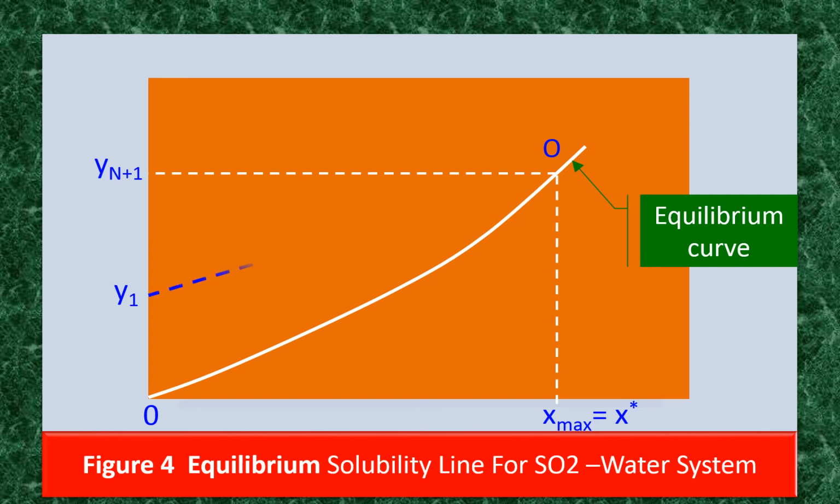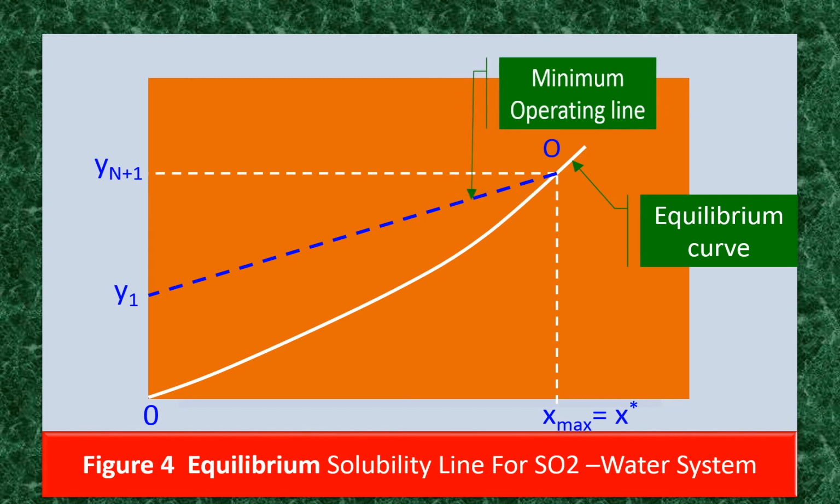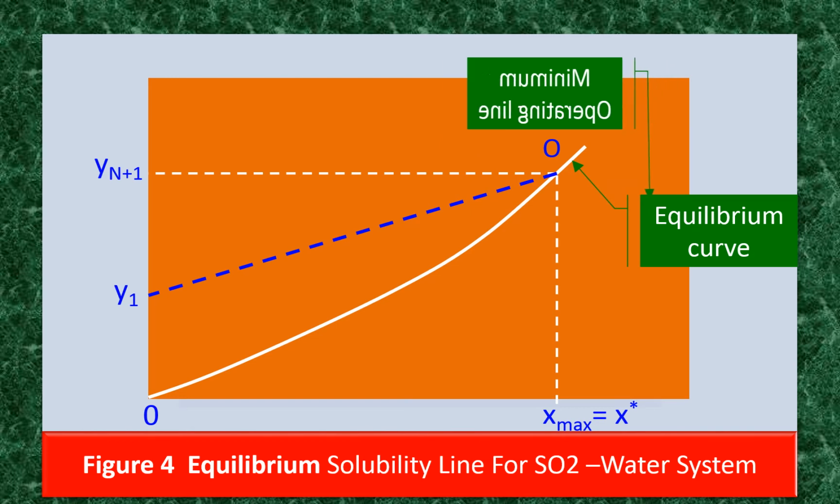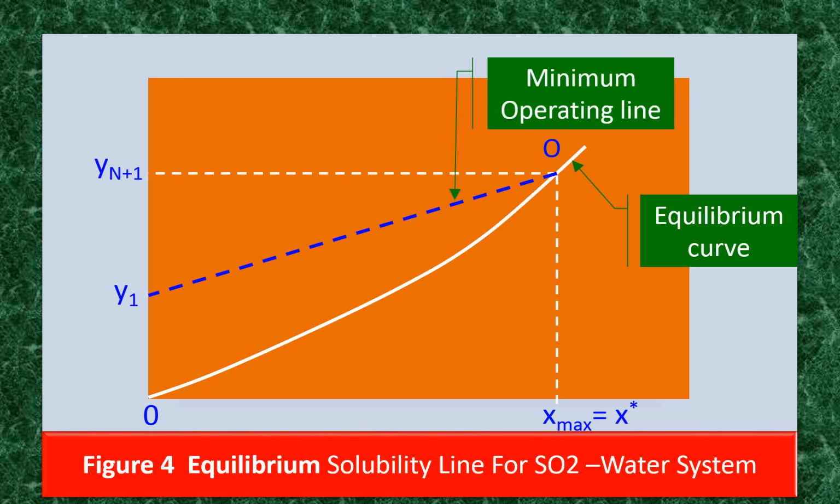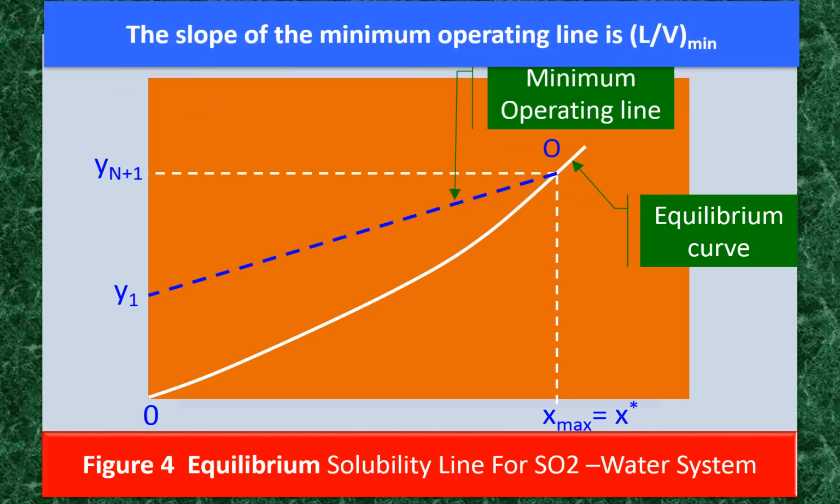Connect this point Y1 and the point O on the equilibrium curve. The line obtained is the minimum operating line. The slope of the minimum operating line is L by V minimum. At minimum operating line, you need infinite number of stages to achieve the given degree of separation due to pinching. There is no driving force at point O.